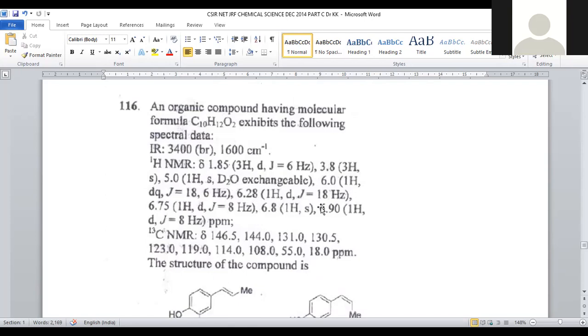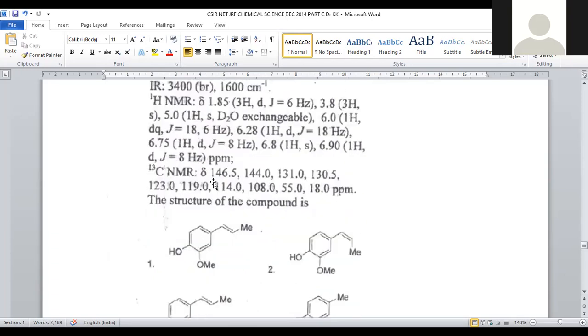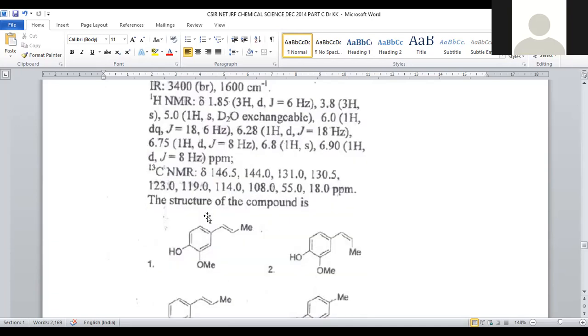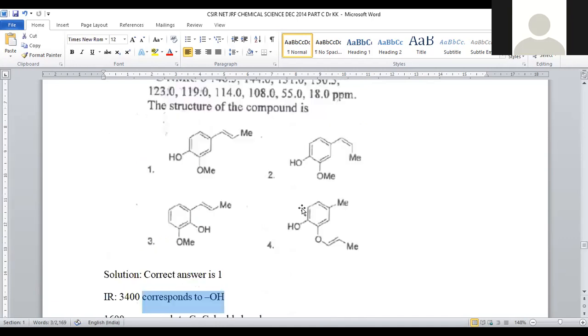6.28, 1 hydrogen, a doublet, J value is 18 hertz, and the 6.75 peak will appear for 1 hydrogen, a doublet, J equal to 8 hertz. 6.81 and 6.90, 1 hydrogen, a doublet, J value is 8 hertz. And the C13 NMR shows 146.5 delta value, 144, 131, 130, 123, 119, 114, 108, 55, 18 ppm. So these are the spectral values in the C13. And the structure of the compound, let us go with one by one. 3400 is the characteristic peak for a hydroxy functional group.